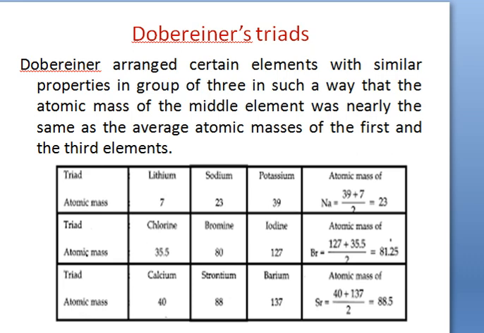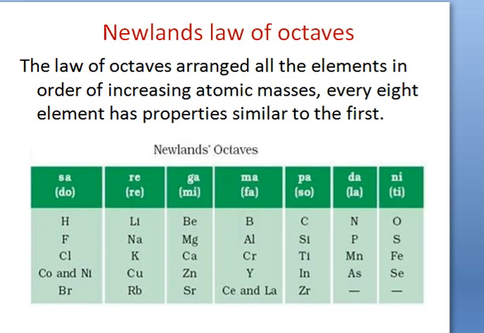So next the scientist Newlands explained the theory of the periodic table according to the law of octaves, where the law says that the elements will be arranged in octaves, or in groups of 8 elements, in order of increasing atomic masses.